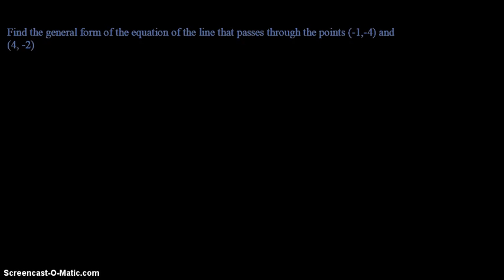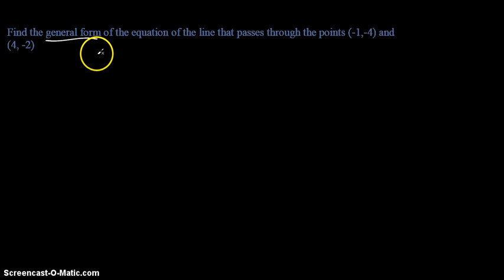Okay, so now we're going to look at giving really less information. So we started out giving a slope and an intercept, then we're giving a slope and a point, and now we're just given 2 points. So a couple things are different. First off, it says find the general form. Okay, so it's a new form.